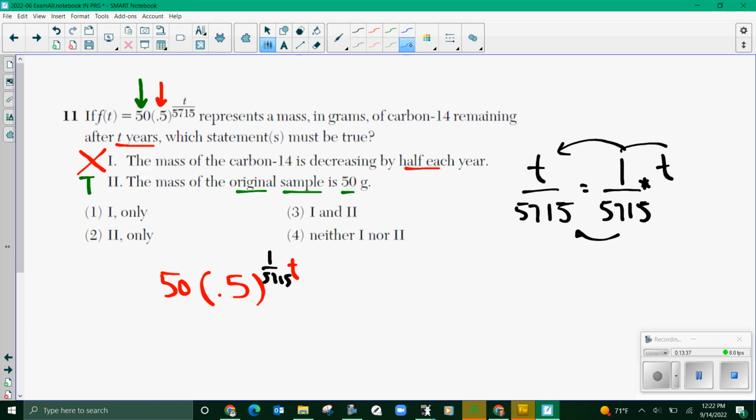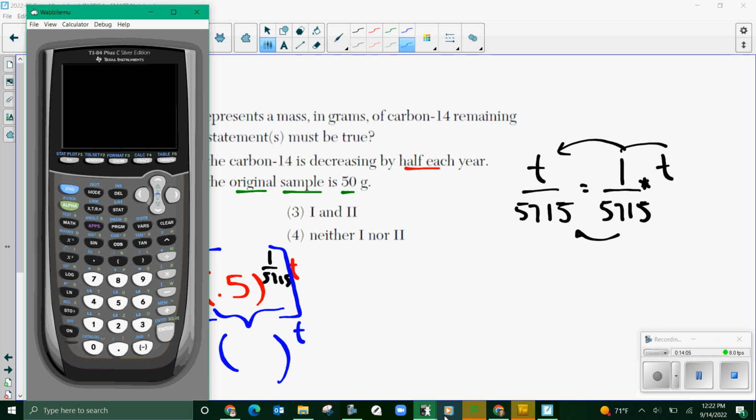Now, I actually need to take this part of the exponent and apply it to the 0.5. What's left, I'll have 50, I'll have something in parentheses, and now I just have a t out here. Whatever this simplifies to be is going to be the rate of decrease. Well, actually, it's 1 minus the rate of decrease.